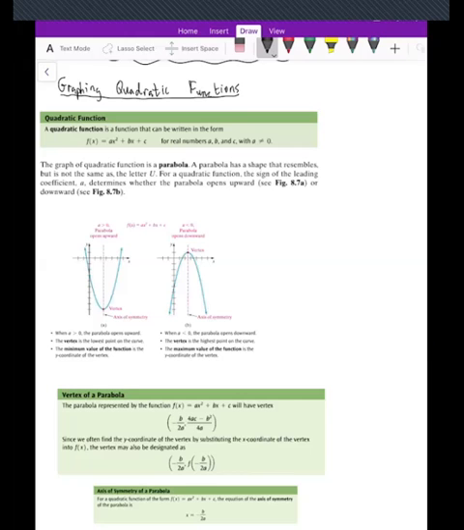Okay, guys, welcome. So today we're going to talk about graphing quadratic functions. So we've talked a lot about solving quadratic equations and what are different methods and techniques for doing so, but we haven't really looked at any of these on a graph yet. So that's what we're going to do next.